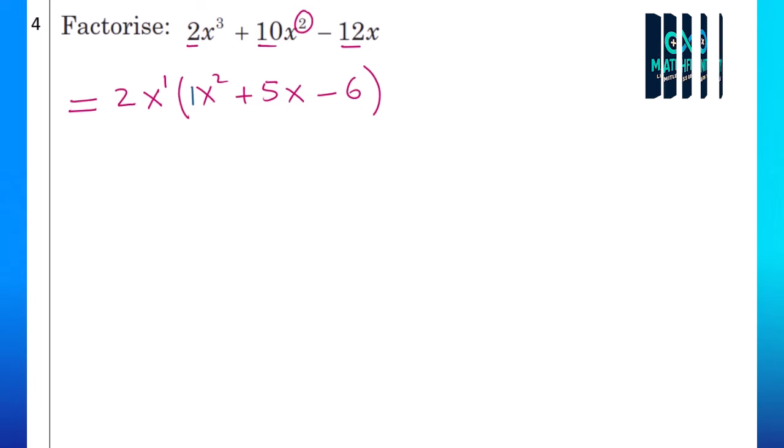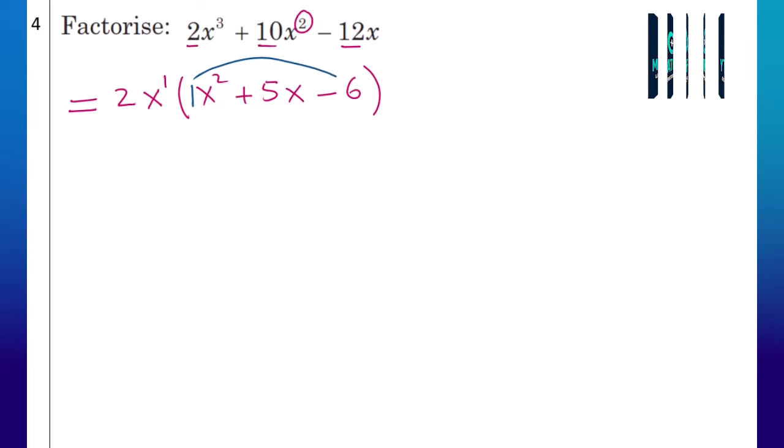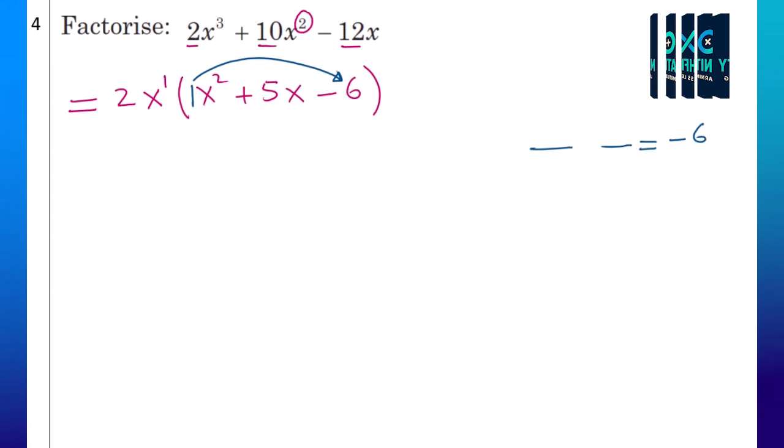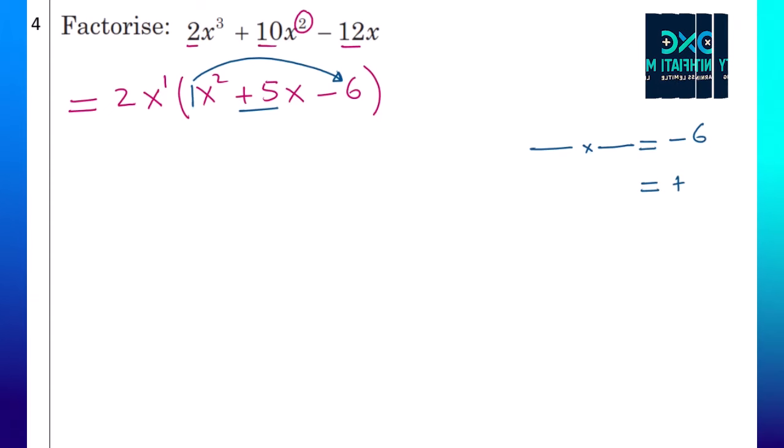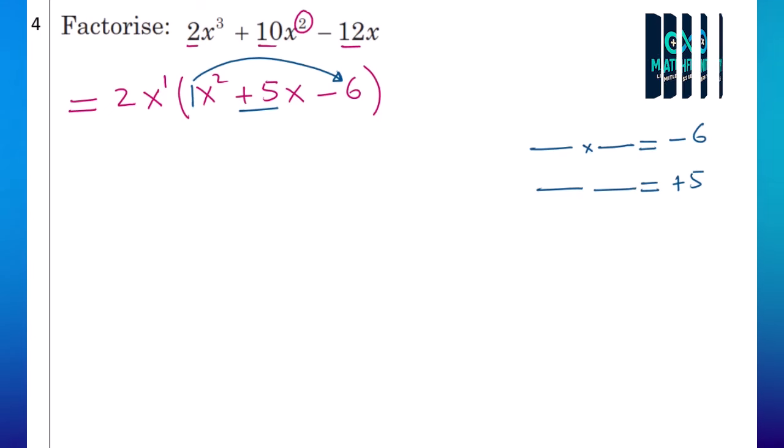What is the number here? 1. And we will follow the same method. We'll multiply 1 with the negative 6. So we will write here negative 6. Now we have to think what two numbers, when we multiply them, the result should be negative 6. And what is at the center? Positive 5. When we add or subtract those two numbers, the answer must be positive 5.